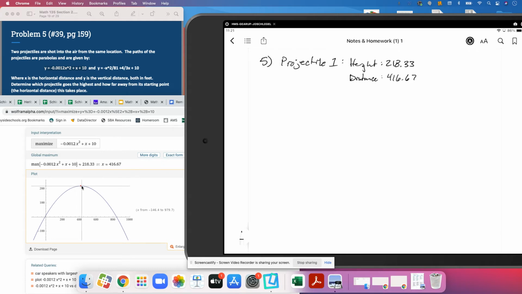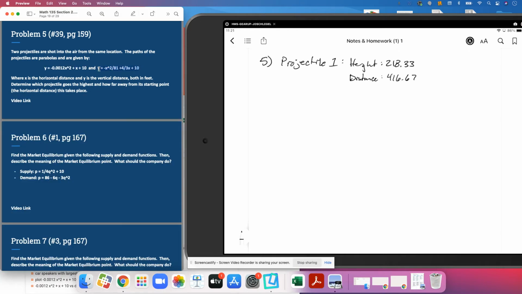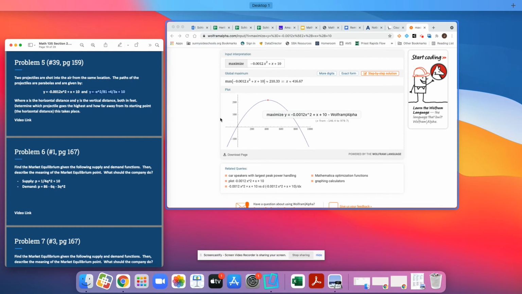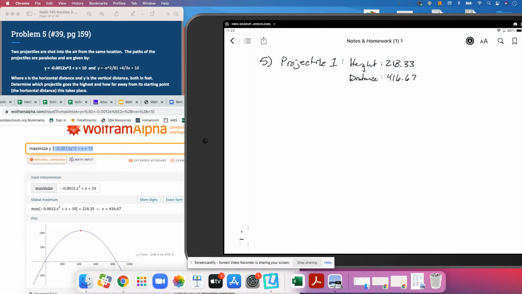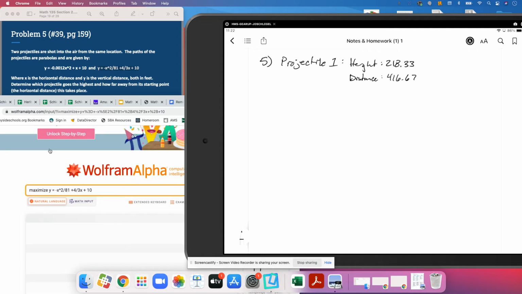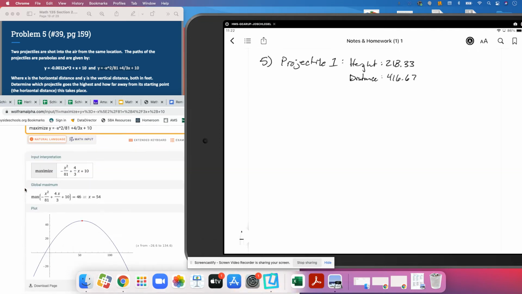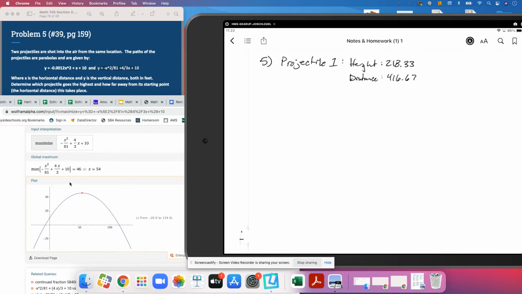So let's move to the other projectile and see what its behavior was like so we can finish this thing off. So this projectile didn't do quite as well. It looks like it reached a height of 46 and at a distance of 54 feet. So projectile 2, height is 46, distance is 54.